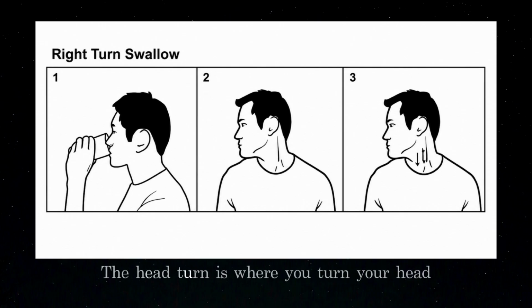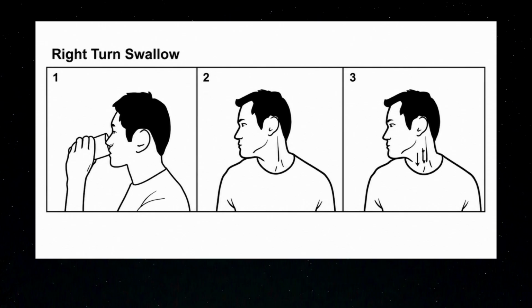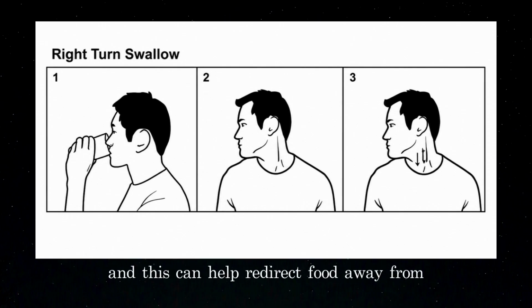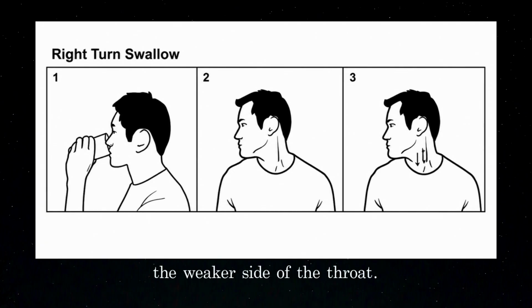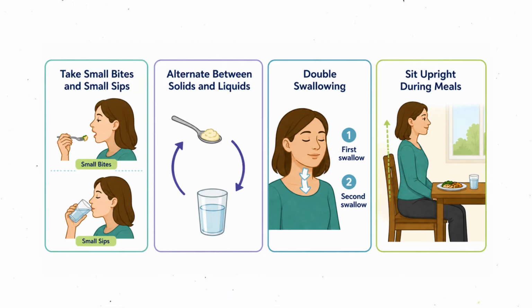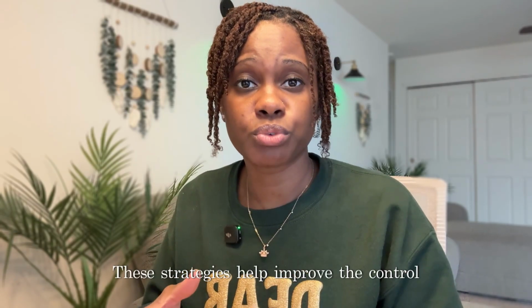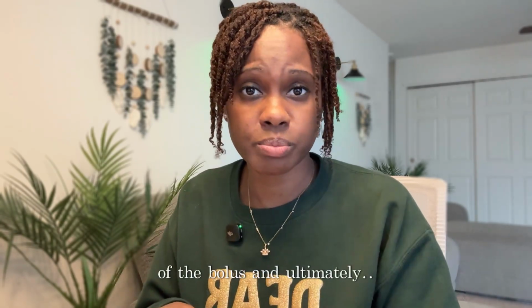The head turn is where you turn your head to one side, and this can help redirect food away from the weaker side of the throat. You may also hear other strategies like taking small bites and small sips, alternating between liquids and solids, double swallowing, and sitting upright during meals. These strategies help improve the control of the bolus and ultimately reduce the risk of aspiration.